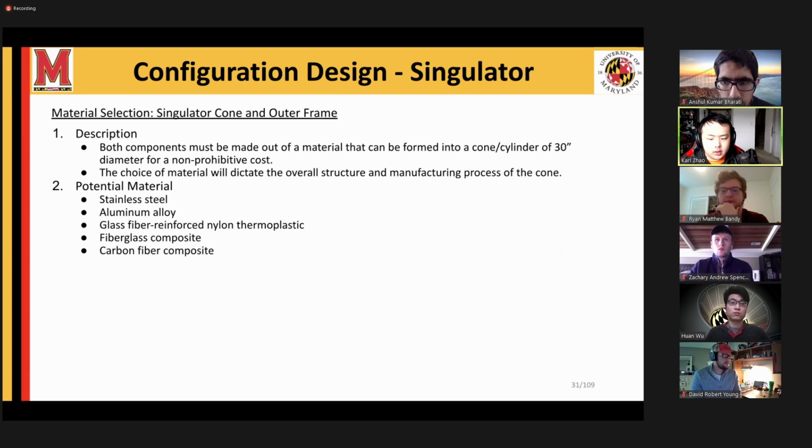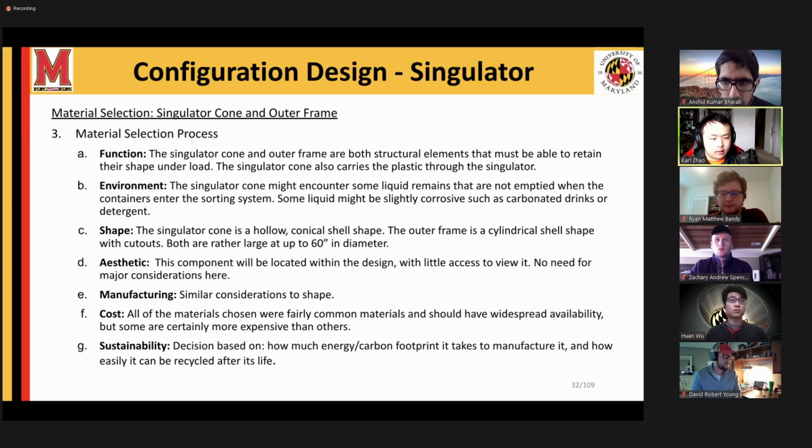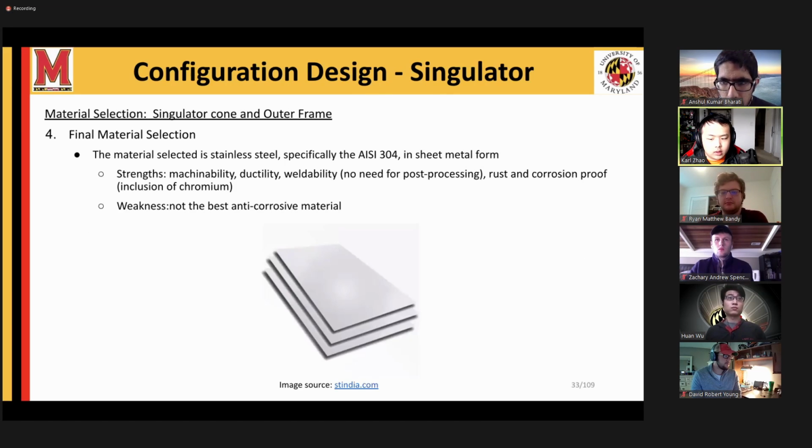We chose to perform material selection for the singulator and outer frame together because they have similar considerations in size. These were our material candidates. And this is the process that we used for selecting the material. In the end, we decided that the best material for this is stainless steel sheet, specifically 304 stainless steel in sheet metal form. It fits our requirement of anti-corrosiveness and structural strength.